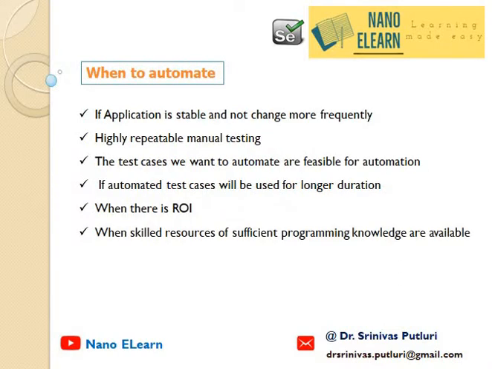When to automate the test? When the application is stable and no changes are done frequently. When there is a possibility of highly repeatable manual testing. And the test cases we want to automate are feasible for automation. If the automated test cases will be used for a longer duration. Also, when the return on investment is required. When skilled resources with sufficient programming knowledge are available.